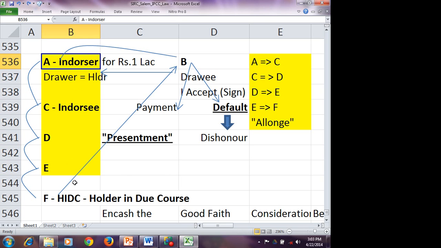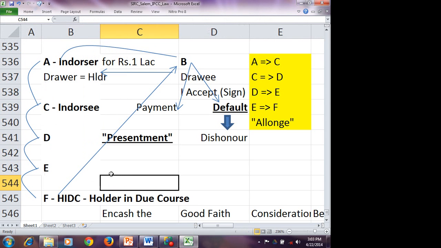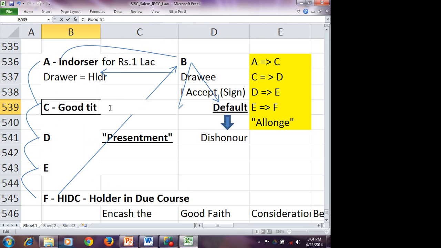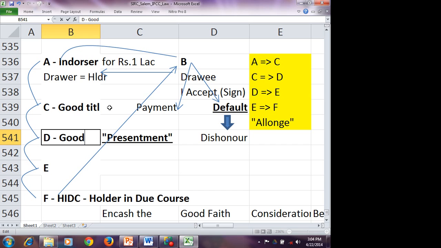Let's add some reasoning to this. Let's assume that A has endorsed the instrument to C. C has a good title to the instrument. D transfers the instrument. D also has good title. E has stolen the instrument from D. E has stolen the instrument. Villain introduction.